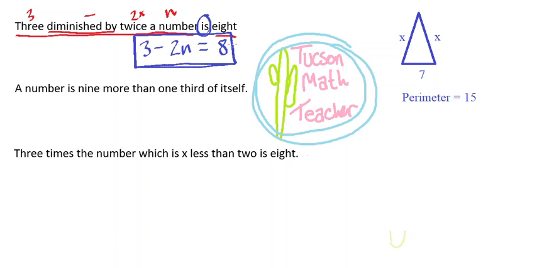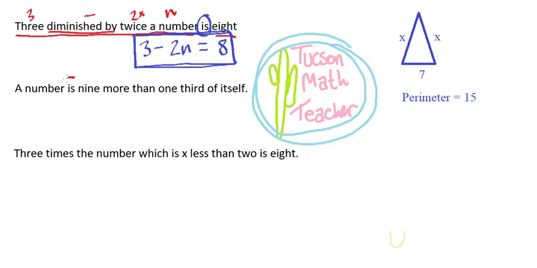Now, what we're trying to do here is to translate words into an equation. So we're not going to try to solve this equation. That's a different lesson. We're just going to write the equation down, and then it's all ready to be solved later on. Okay, let's do it again.